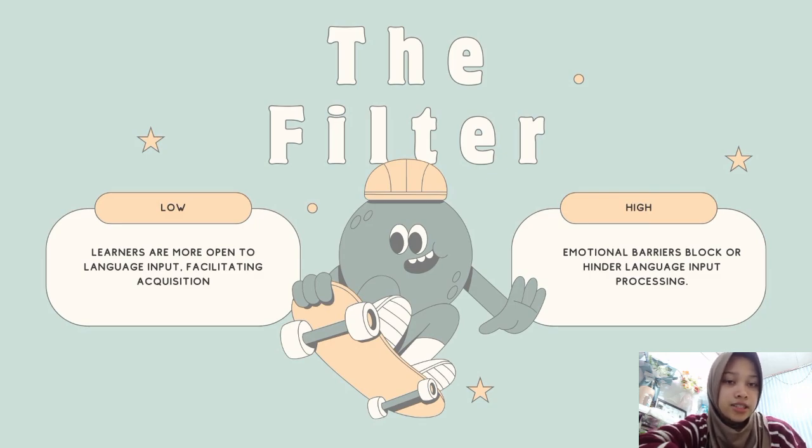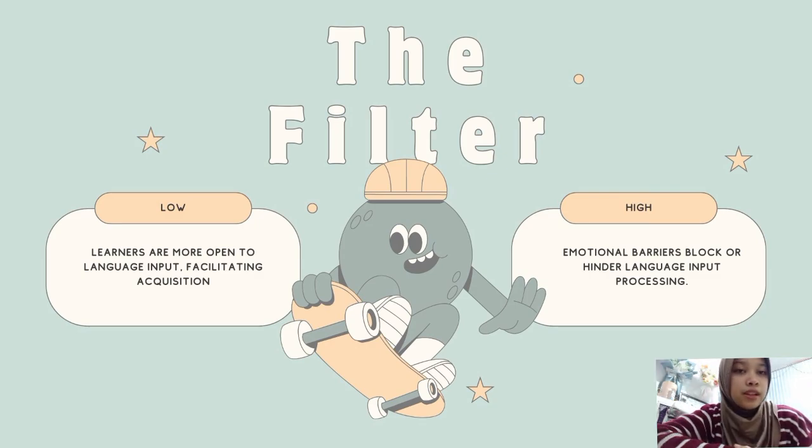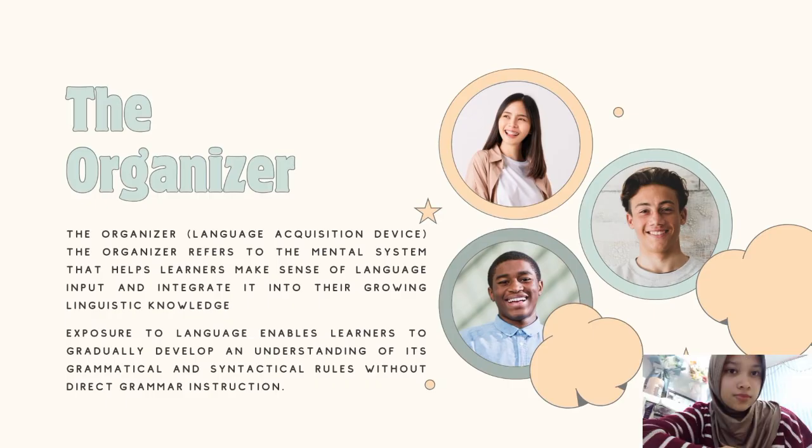This filter is not about the cognitive ability to understand the language, but rather the emotional readiness to process the language input. For example, let's say you're nervous about speaking English in front of a group. That nervousness might make it harder to remember words or focus, acting like the filter that blocks your ability to learn and speak comfortably. The second one is the organizer, or language acquisition device.